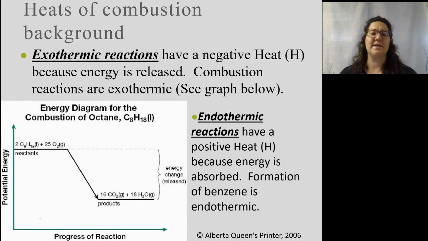When we're looking at a graph for a heat of combustion, an exothermic reaction is going to have a negative heat because energy is going to be released. Combustion reactions are exothermic, and we can see this in the graph below. We have a hydrocarbon that was burned with oxygen. Because it released energy to the environment, it now has a lower amount of potential energy, and there are our products of carbon dioxide and water vapor.